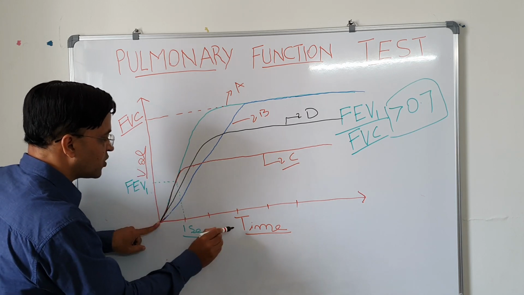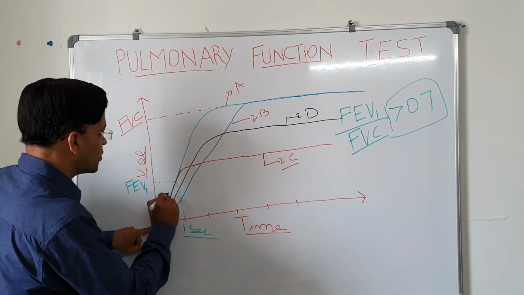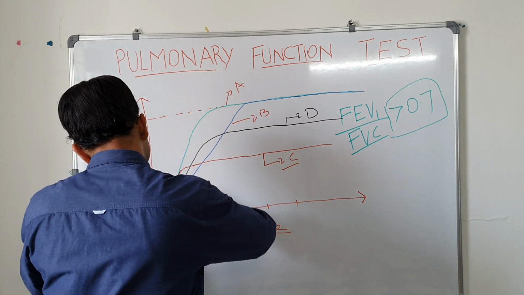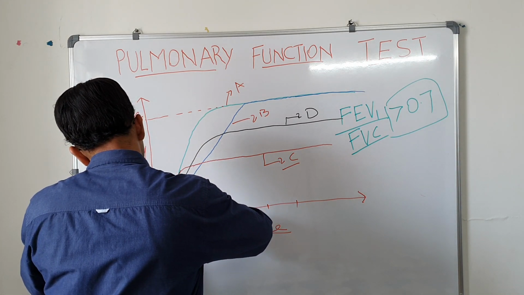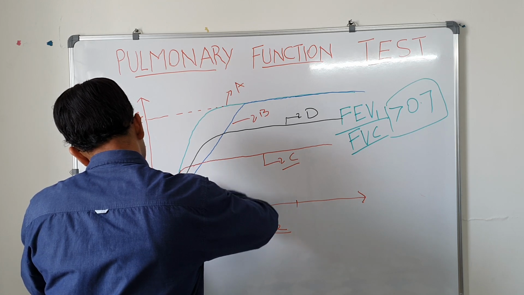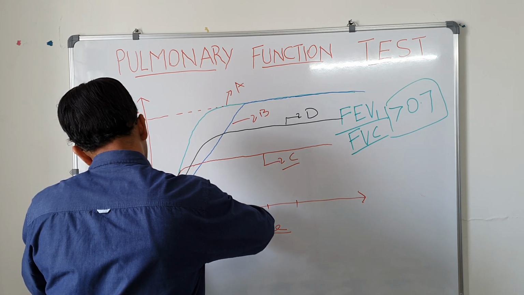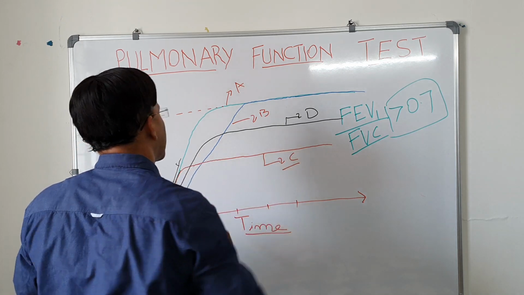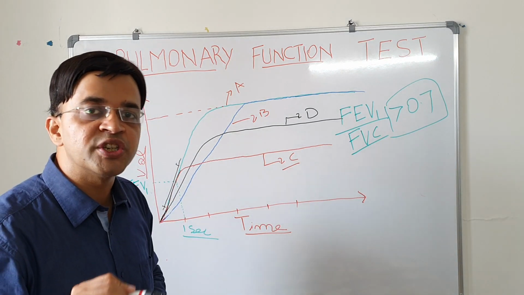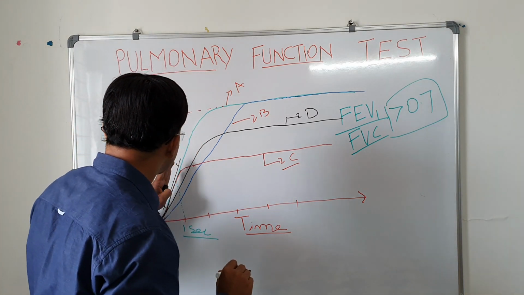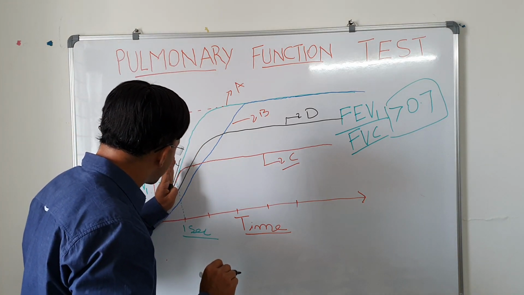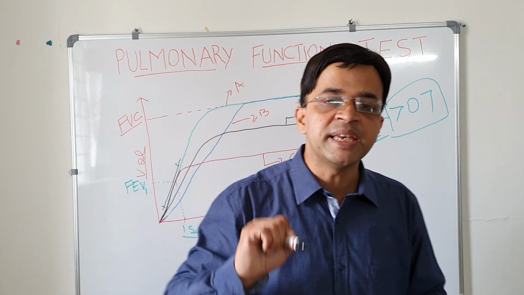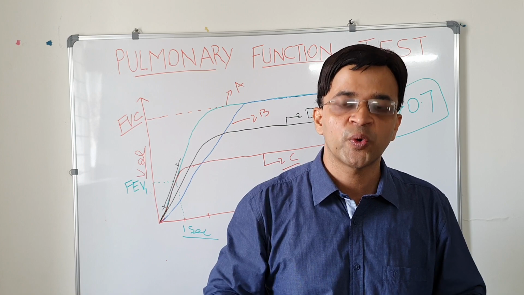And one more thing, this slope represents flow rate. On this side volume, on this side time. So this slope represents flow rate. And the portion which represents the maximum inclination of this slope, this represents our peak expiratory flow rate. So in this graph, the portion which shows maximum inclination denotes our peak expiratory flow rate.